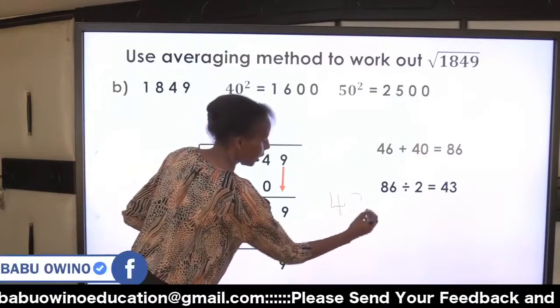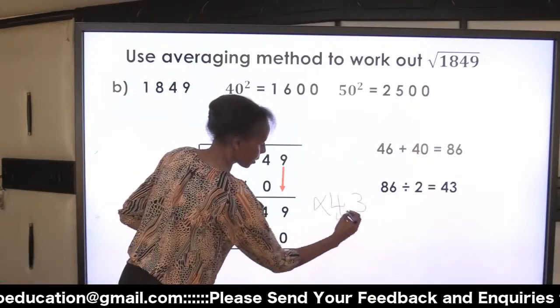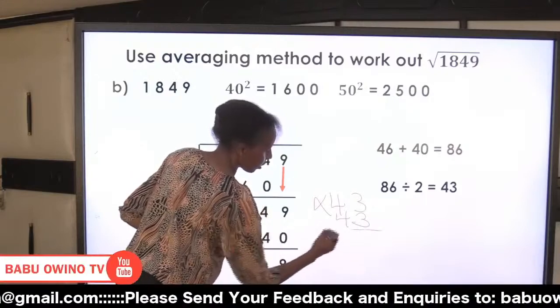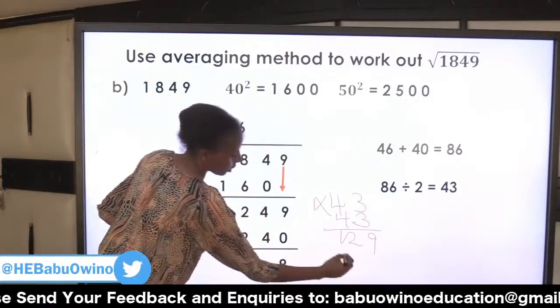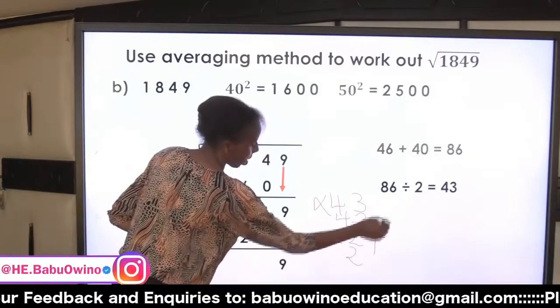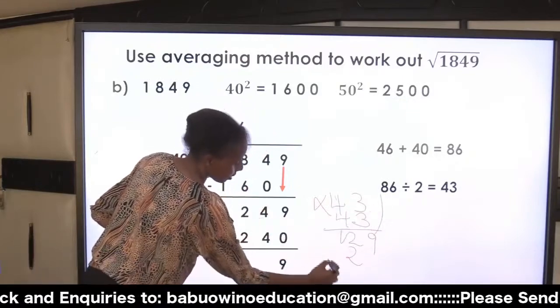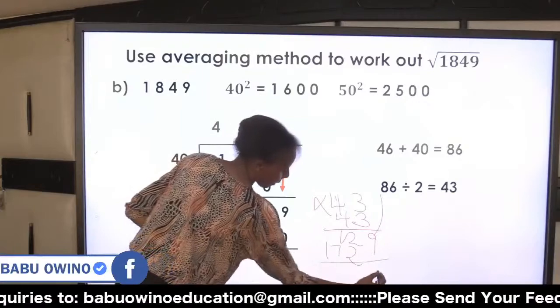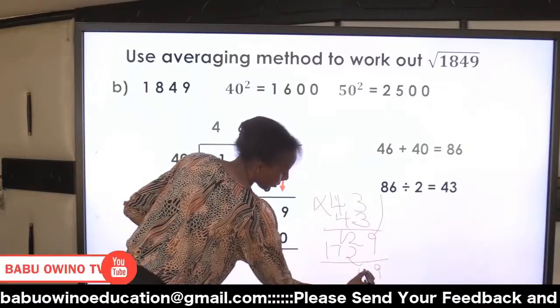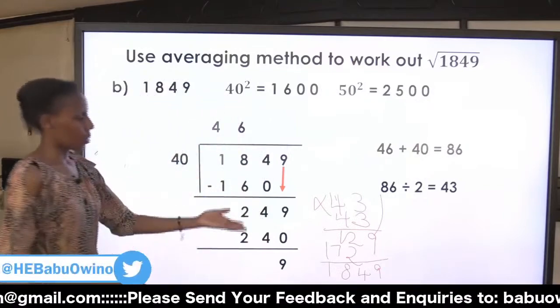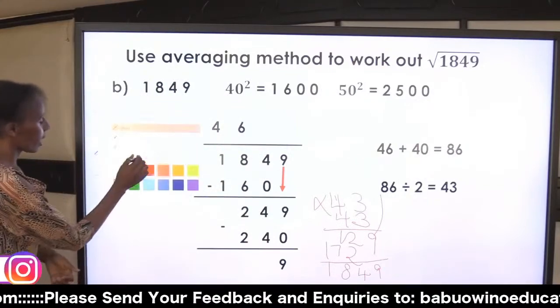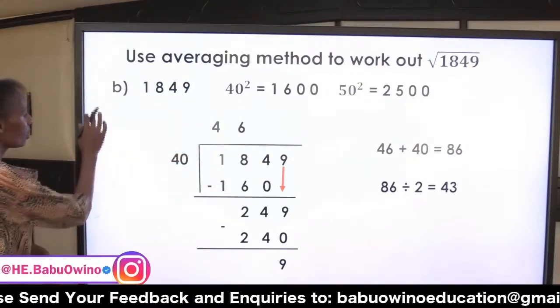So 43 times 43: 3 times 3 you get 9, 3 times 4 you get 12. 12, carry 1, 16 plus 1, 17. You get 1,849. So again, we get our answer as 43.